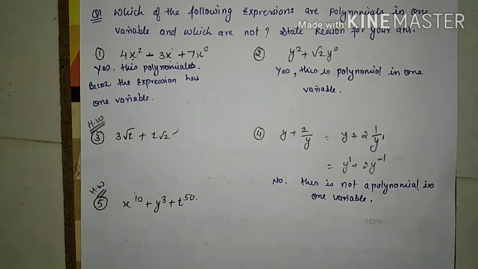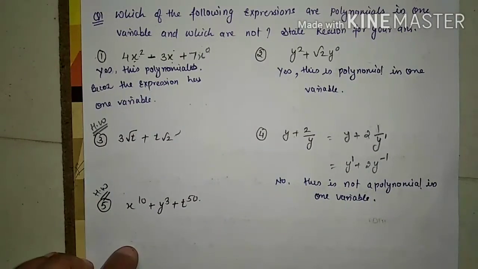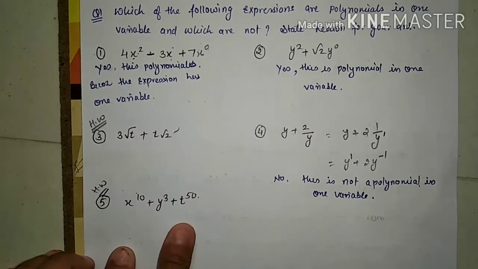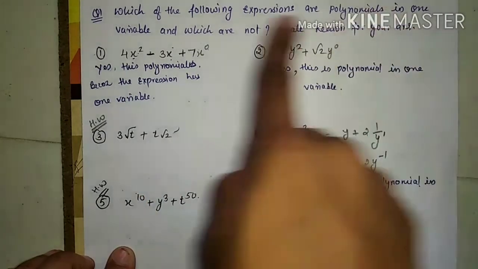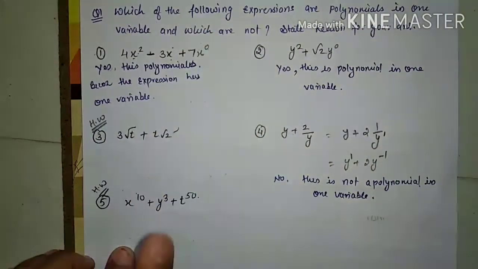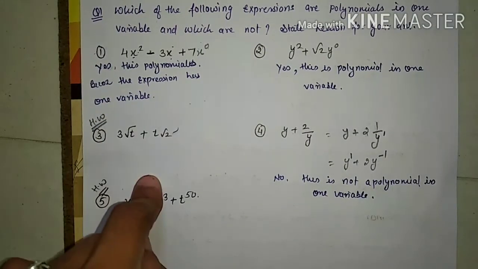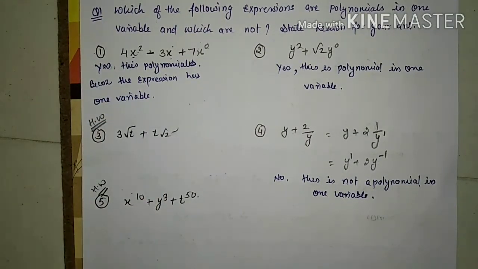Fifth one I am giving you as homework. Again you have to consider and tell me, is it a polynomial or not? If it is a polynomial, is it satisfying the one variable condition? If it is not, then write the answer. Okay, I want the answer. I will give you the answer tomorrow, in the next video, but try to do it yourself.